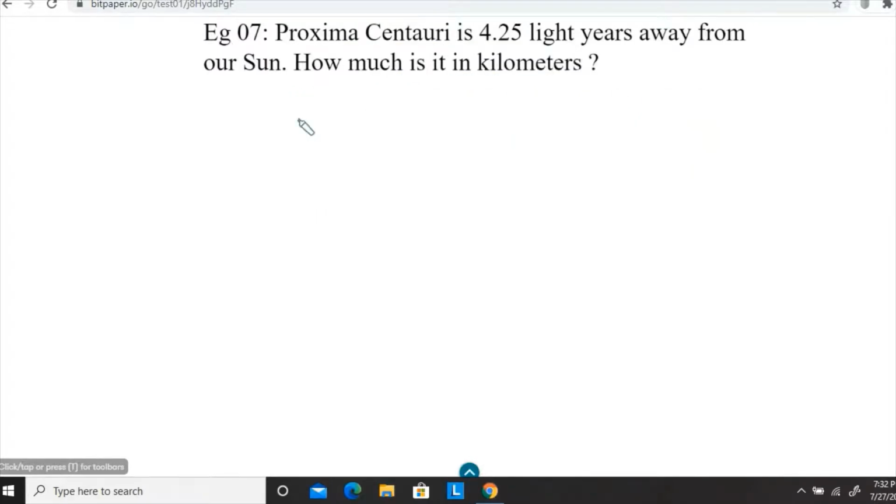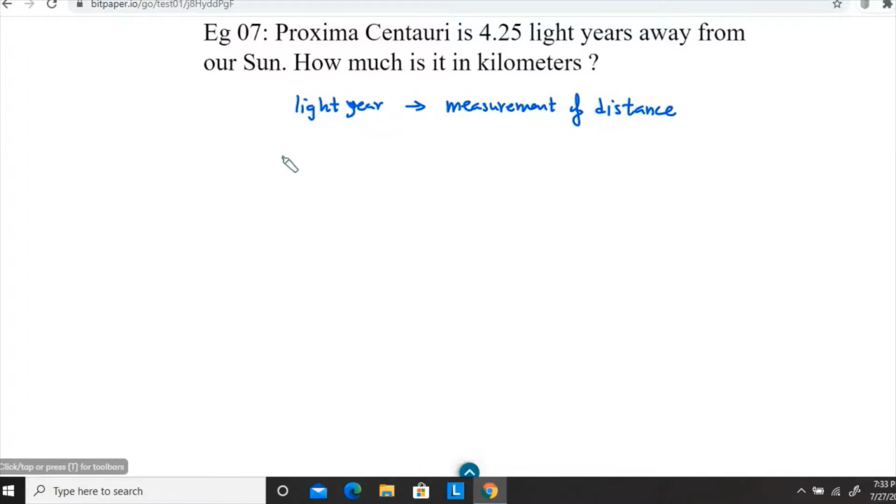Let's look at example number 7. It says Proxima Centauri, which is a star, is 4.25 light years away from our sun. How much is it in kilometers? So you need to understand that a light year is a measurement of distance, or length. It's not a measurement of time. Even though it says year, it's not a measurement of time.